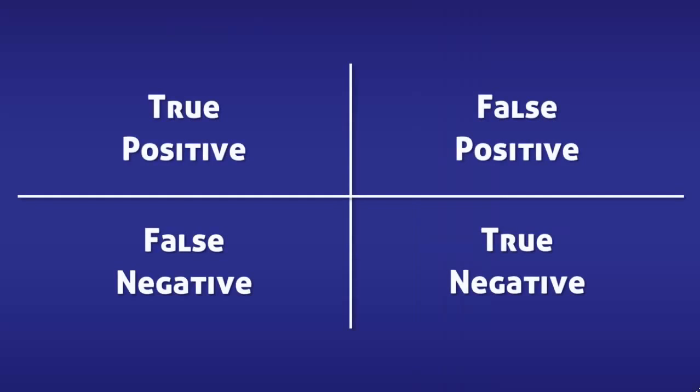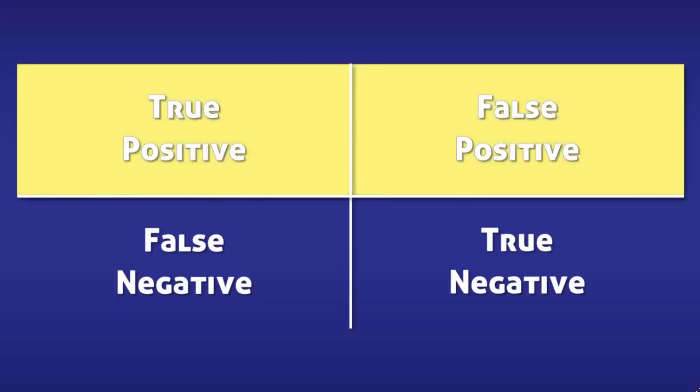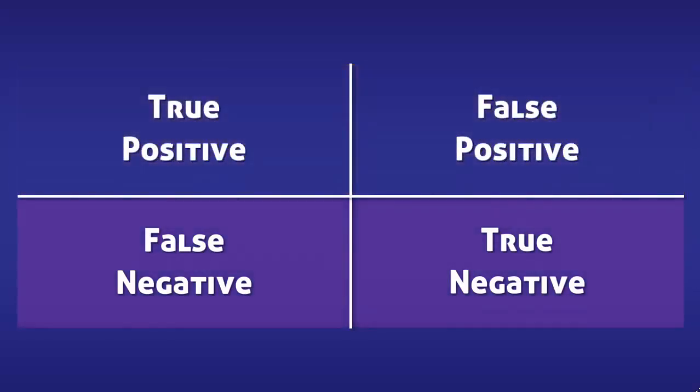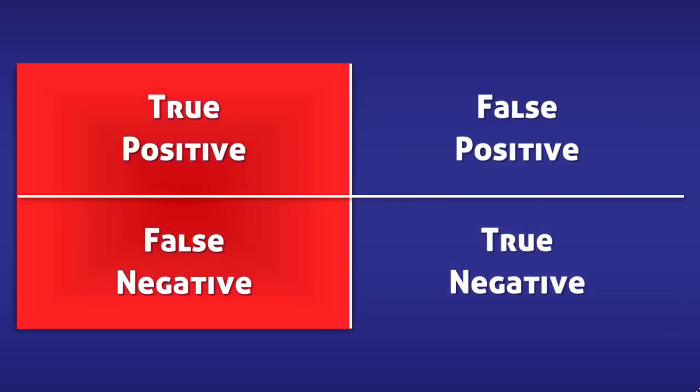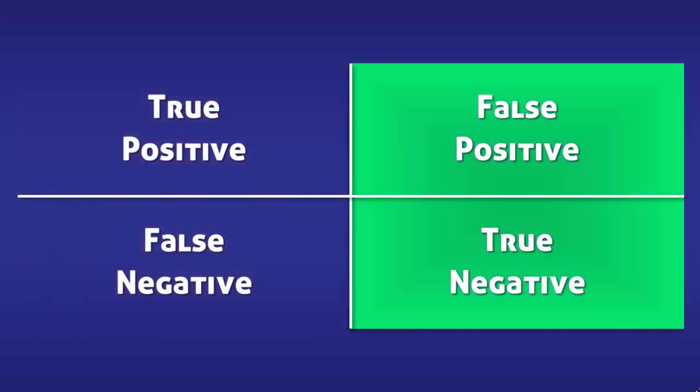The location of each term in the 2x2 sample table is based on the combination of disease presence and test result. In the top row, we have the positive tests, and in the bottom row, we have the negative tests. In the left column, we have the people with the condition, and in the right column, the people without it.